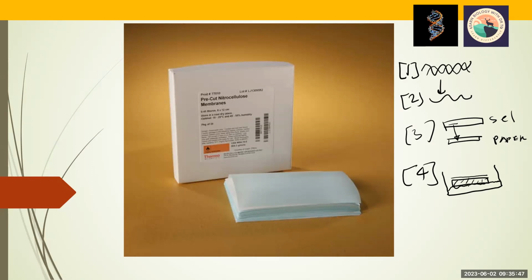Then the buffer solution tries to move from high water potential to low water potential. The movement is in this direction. So with capillary action, when the water molecules are moving, they can drag the isolated DNA from the gel to the paper. This is the principle of this method. In capillary action, from high water potential to low water potential, molecules are moving upward. When the molecules are moving, DNA molecules can also move.